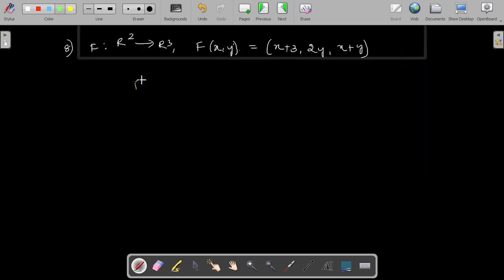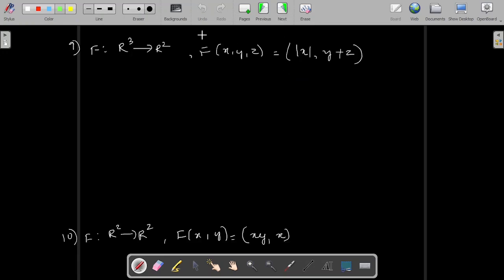Now this map f of (0, 0) goes to (3, 0, 0). This is not the 0 element of R cube. Therefore this transformation is not linear. Always check with the 0 vector. Okay, that is the first condition. If it is not mapping to 0, then it is not a linear transformation.